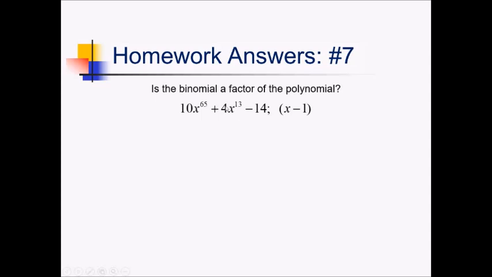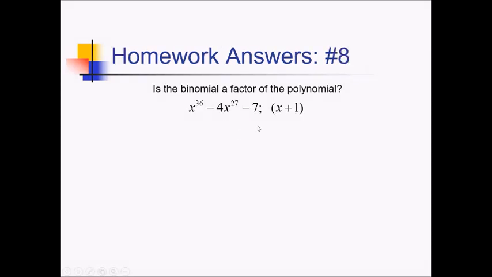So we're just going to plug 1 into all these x's. So we have 10 times 1 to the 65th plus 4 times 1 to the 13th minus 14. Well, 1 to the 65th is just 1, so that first term is just 10. 1 to the 13th is also just 1, so we have a plus 4 then. Still have the minus 14. 10 plus 4 is 14. 14 minus 14 is 0. Since we have a remainder of 0, this is the actual remainder you would have gotten with synthetic division. That means that yes, x minus 1 is a factor of this polynomial.